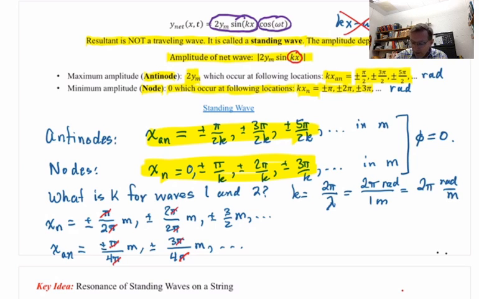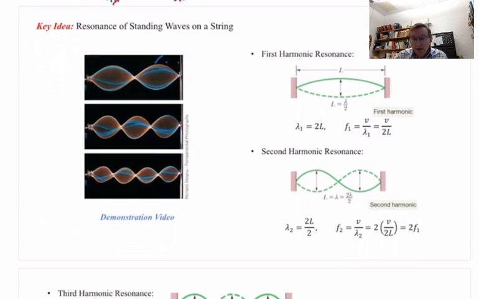I have one more topic I want to talk about, and we needed to talk about standing waves in general before we could talk about this. We're going to talk now about the resonance of standing waves on a string. And this is the topic of experiment 8 in lab.